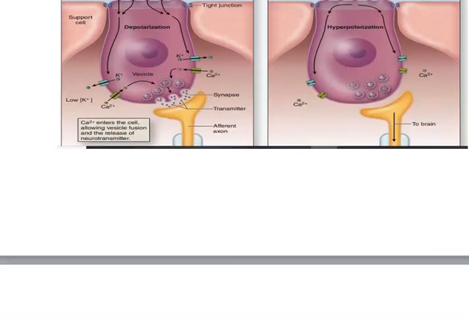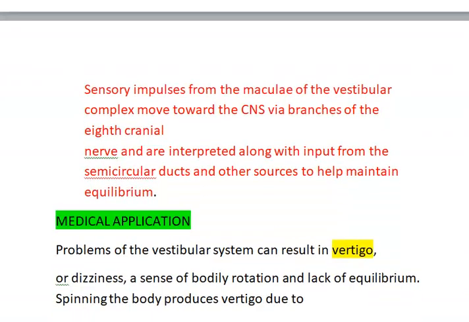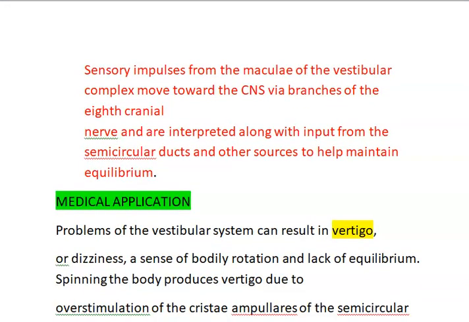So what are we getting? We are getting that when the stereocilia are deflected away from the kinocilium, that would cause no release of neurotransmitters. The sensory impulses from the maculae of the vestibular complex will move toward the central nervous system via the branches of the 8th cranial nerve, and are interpreted along with inputs from the semicircular ducts and other sources to help maintain equilibrium.